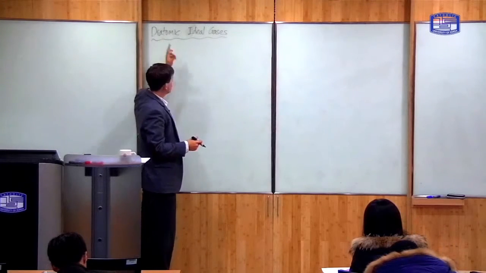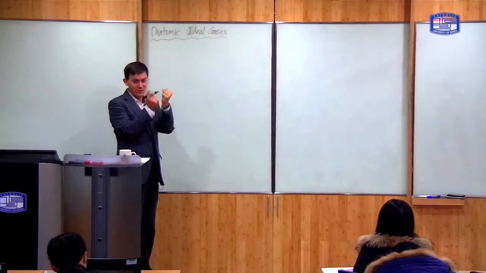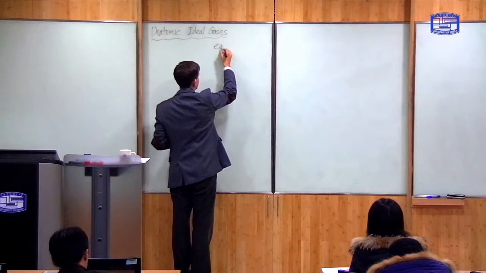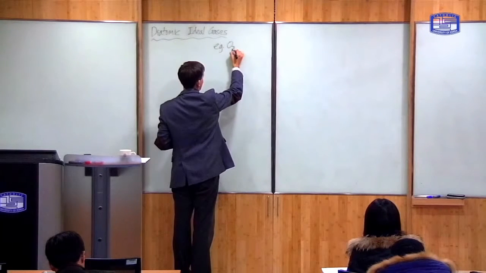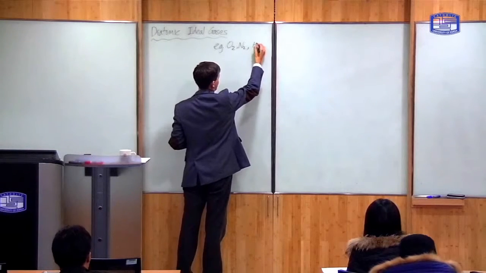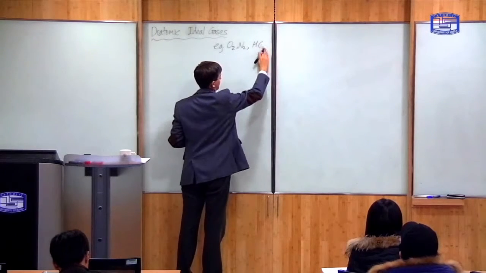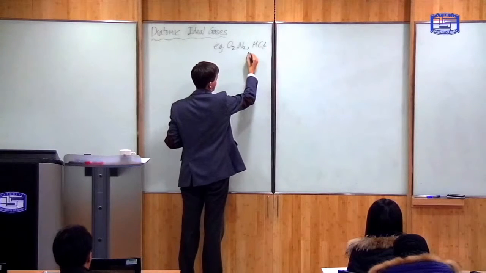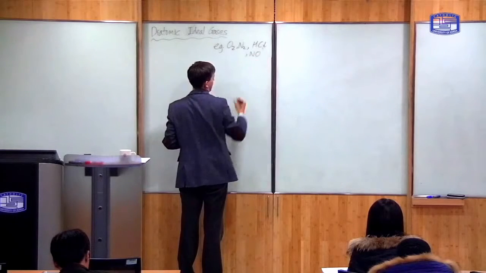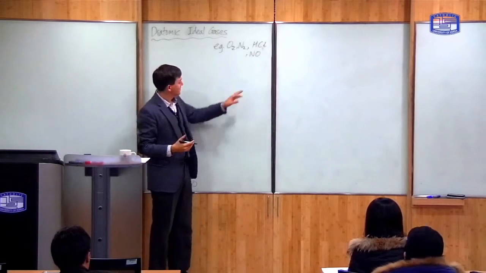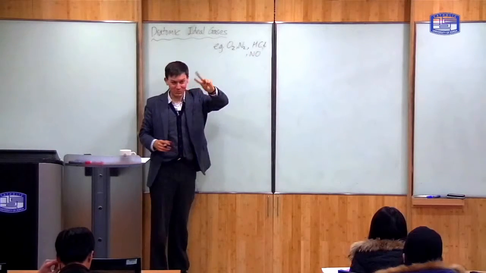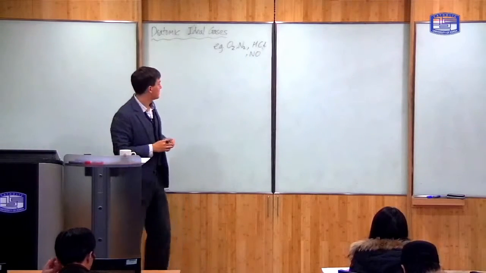Okay, so diatomic is quite simple. It means in a molecule there are two atoms. So e.g., they can be the same, like oxygen or nitrogen, or they can be different. For example, hydrogen chloride gas has different molecules. Or, for example, nitrous oxide, NO. But what's important is there are two atoms. They can be the same or they can be different, but each molecule has two atoms. That's what's important.